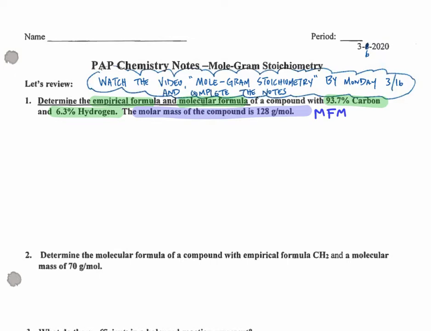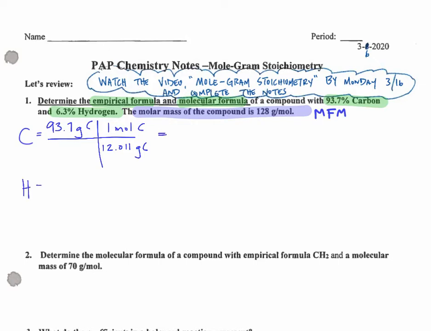So our first step, convert percentages to grams. I have two substances, carbon and hydrogen. I'm going to write carbon first. Carbon had 93.7% of carbon, so I'm going to convert that to 93.7 grams of carbon. And then 93.7 grams of carbon will convert to moles of carbon. In 1 mole of carbon, I've got 12.011 grams found on my periodic table. And then we'll do that calculation.